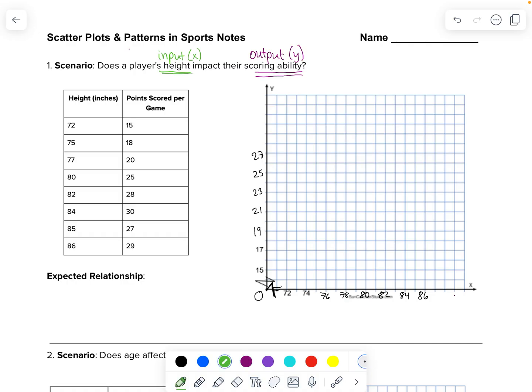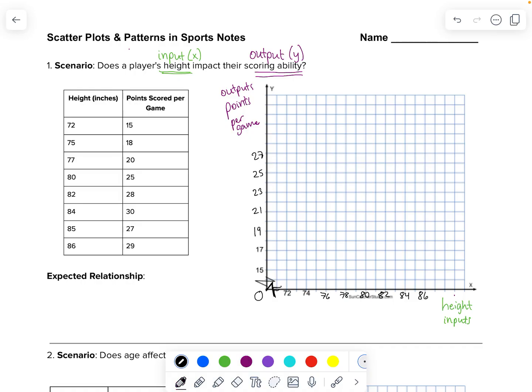Now I have the axes done for this one for you so that you can kind of get a sense for how to do this. But we did this in our first workshop with stained glass, that inputs are always on the horizontal axis and outputs are always on the vertical axis. In this case, it'll be points per game. And these are always going to be outputs.